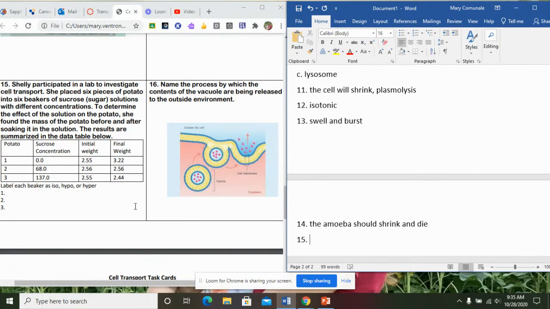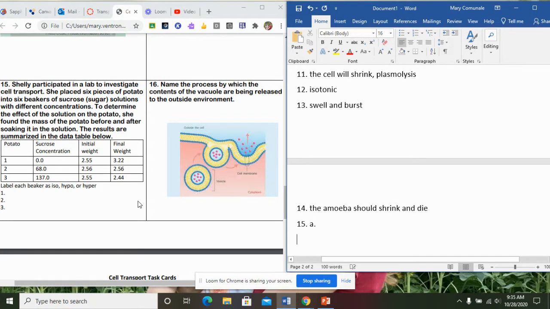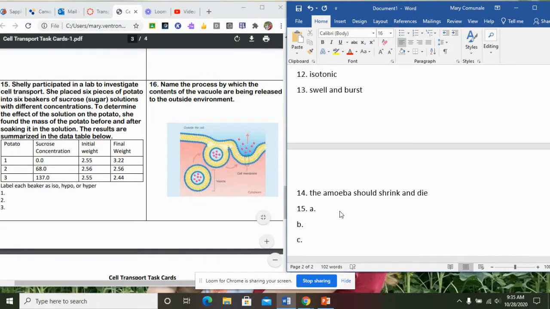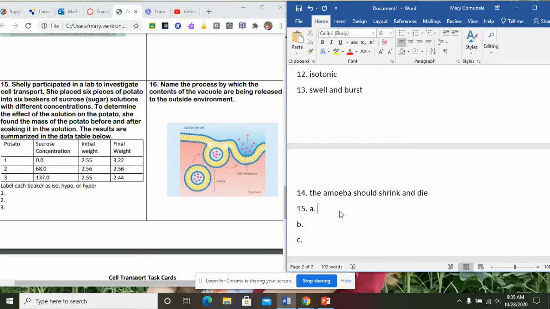This is a good one here. So question 15, and there's 3 parts to it. I know it says 1, 2, 3. I should have labeled that A, B, C, but I didn't, so I'm just going to do that on my answer sheet. Shelley participated in a lab to investigate cell transport. She placed 6 pieces of potato into 6 beakers of sucrose, sugar solutions, with different concentrations to determine the effect of the solution on the potato. She found the mass of the potato before and after soaking it in the solution. The results are summarized in the data table below.